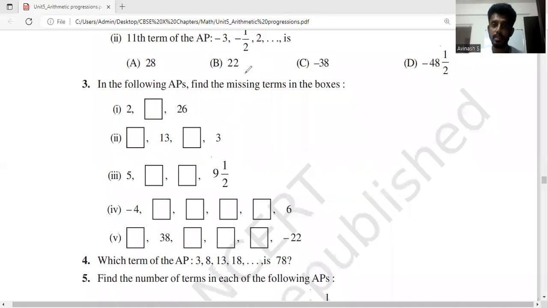Let us try to understand the second question now. In the second subdivision, they have given the value of a2. A has not been given if you look at it carefully. So a2 is given as 13 and a4 has been given as 3.